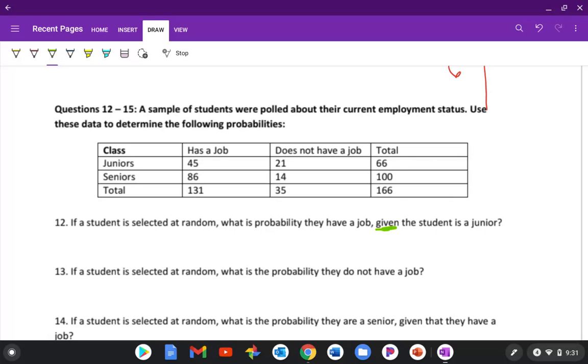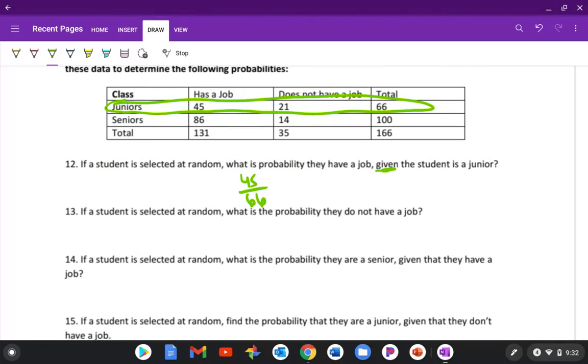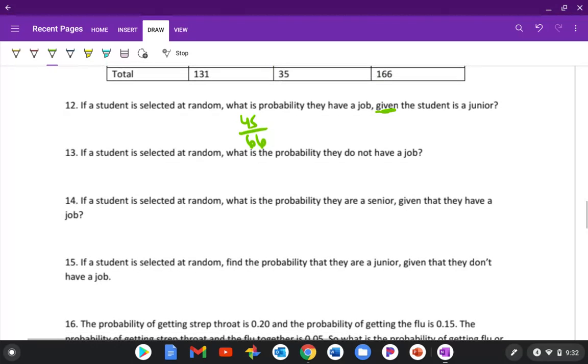Given this, the student is a junior, so you would want to just circle the junior row here. And then the probability that they have a job, well, there's 45 juniors that have jobs, and there's 66 total juniors. So 45 out of 66. So you'll do that for most of these.